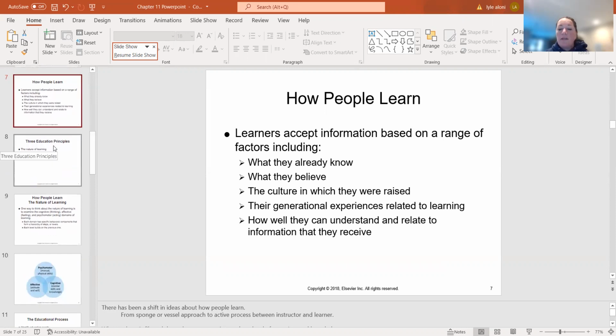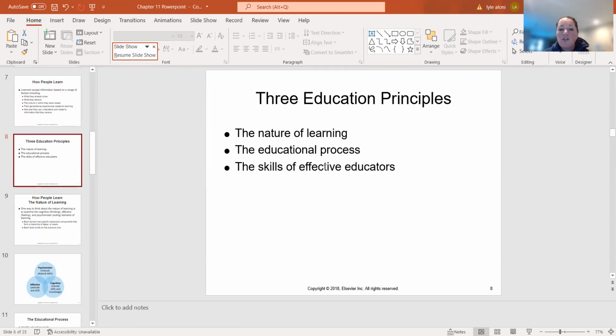Okay, and so really we need to look at the people that we're teaching to and what their needs are and what they know. So a lot of times, you can say to the patient, what is it that you know about whatever the topic is that you're going to discuss? And that starts it off with figuring out what they know and then what they believe in. Three educational principles we look at are the nature of learning, the educational process, and the skill of effective educators. So these three principles are going to really dictate how we are going to teach our patients.